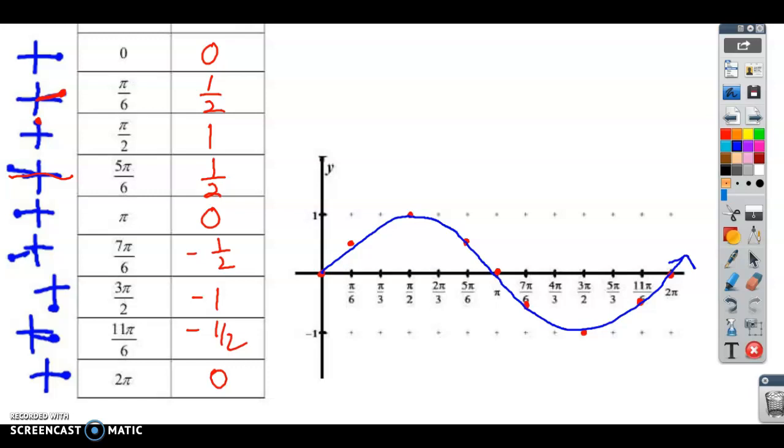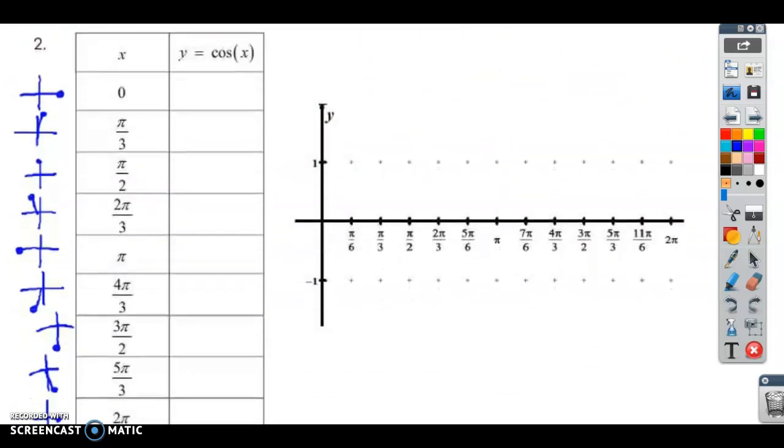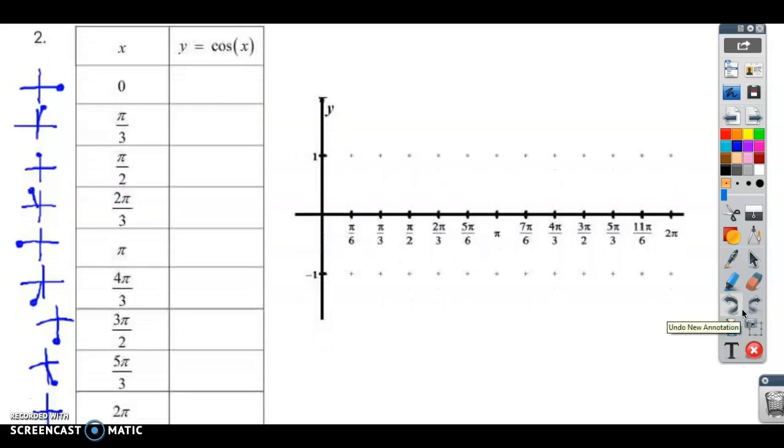Now let's go ahead and graph cosine. So we plug in our values from the unit circle. So cosine of 0 is 1. Cosine of pi over 3 is 1/2. Cosine of pi over 2 is 0. Cosine of 2 pi over 3, which now we're getting to the second quadrant, is negative 1/2, because now we're dealing with cosine, and cosine is x values, and x values on the left side of the y-axis are now negative. Cosine of pi is negative 1. Cosine of 4 pi over 3 is negative 1/2, 0, 1/2, and 1.